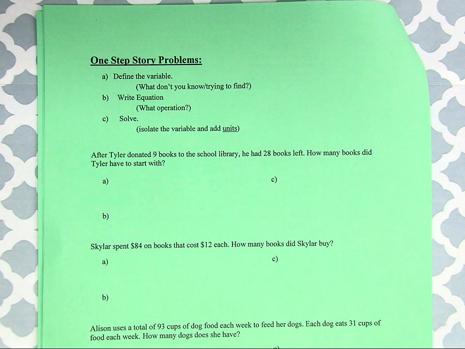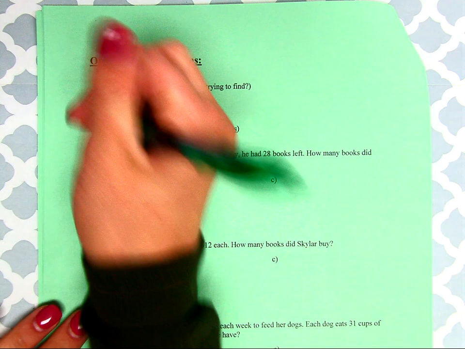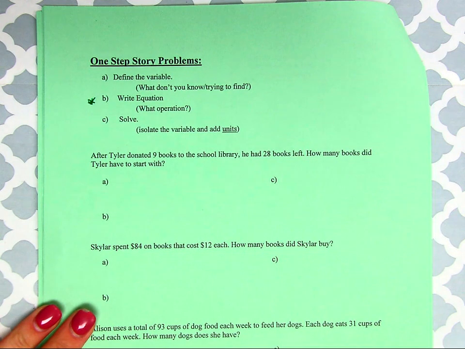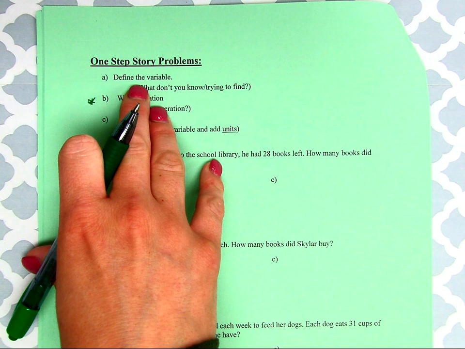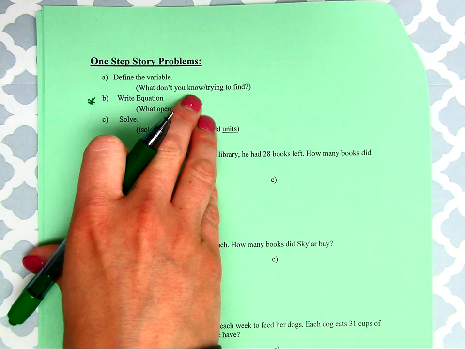Okay, so let's look at this first problem. After Tyler donated 9 books to the school library, he had 28 books left. How many books did Tyler have to start with? So before I even think about answering the question, I like to do my step B first. The more you practice these, you'll be able to do step A a little bit easier. You might be able to do A now too. Define the variable.